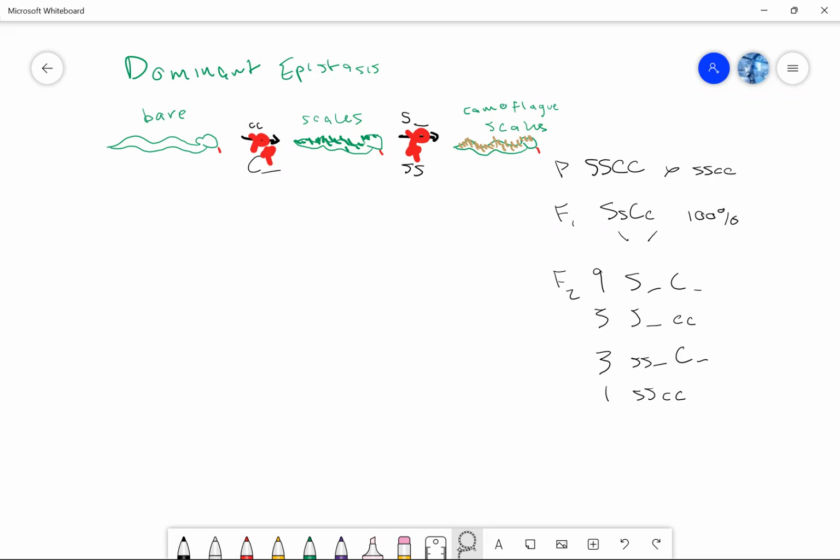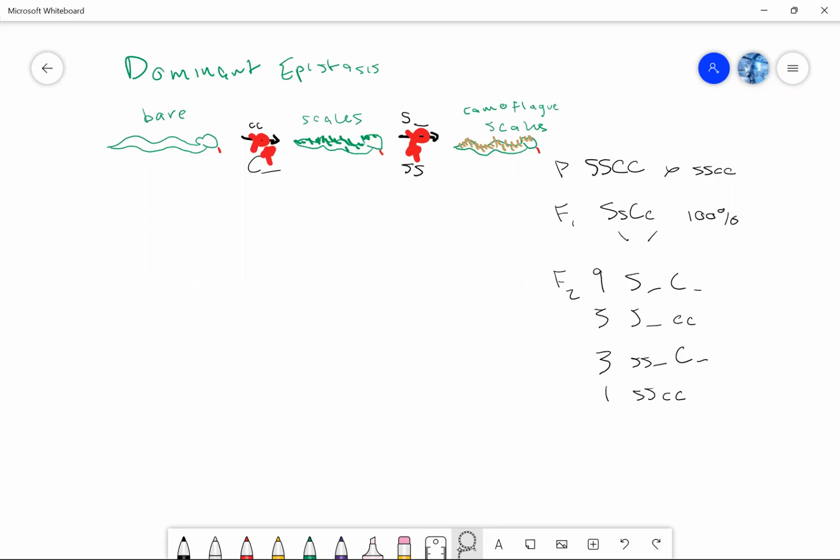And so we have a snake that starts with bare skin. And if it has a homozygous recessive genotype at the C locus, then it can move on to producing scales. And then if it also has a dominant genotype at the S locus, it can convert regular scales into camouflage scales.